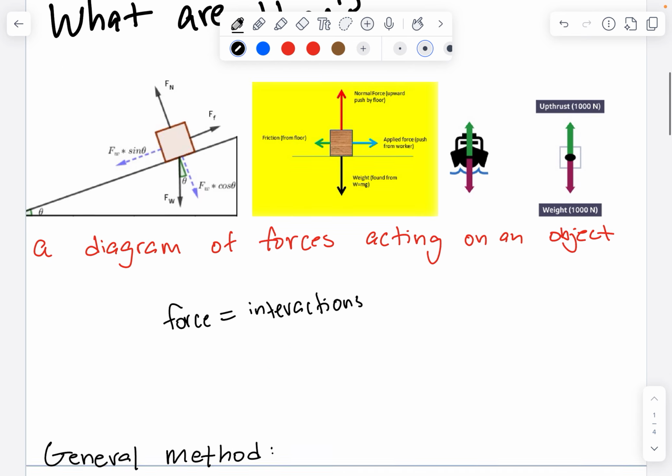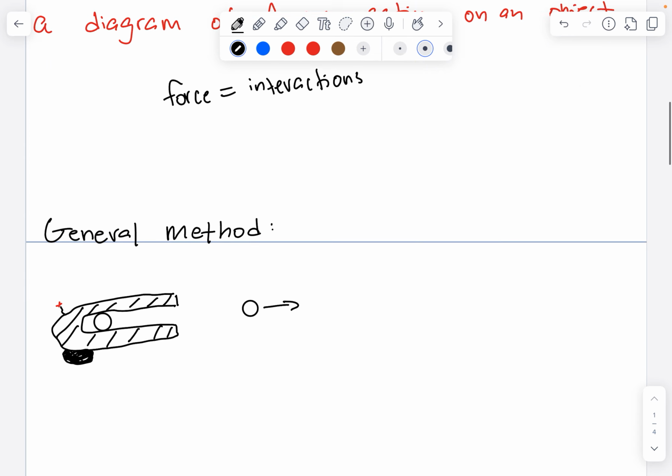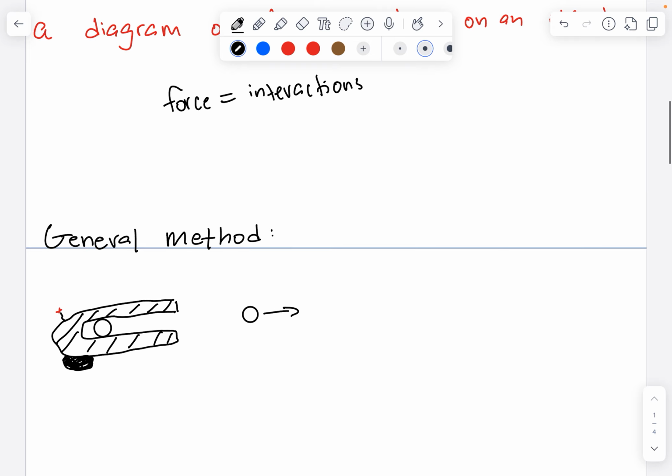All right, so let's get into the general method. We're going to go with this example right here. This is a cross section of a cannon. Please ignore if you're an artist. This is a cannon cut in half so we can see the ball right here, and you have a little spark plug here. Once it blows up, the gunpowder here explodes, causing the cannonball to shoot out of the cannon.